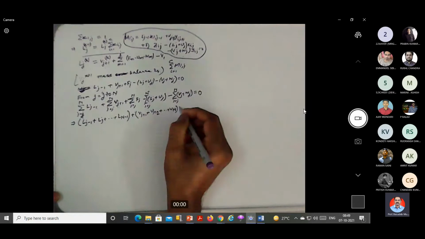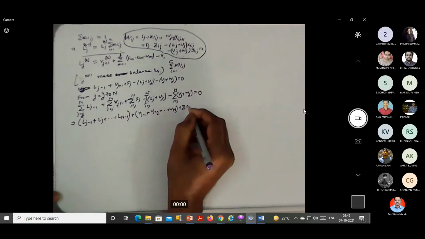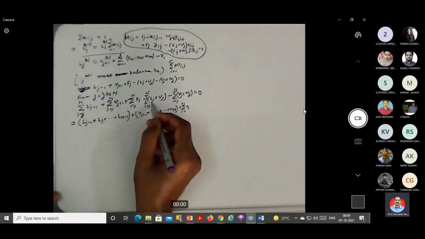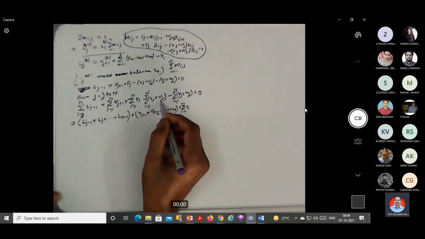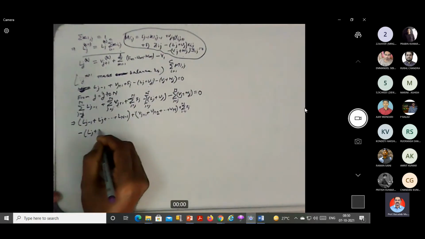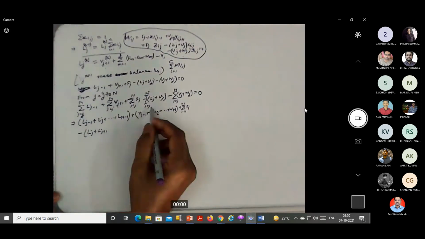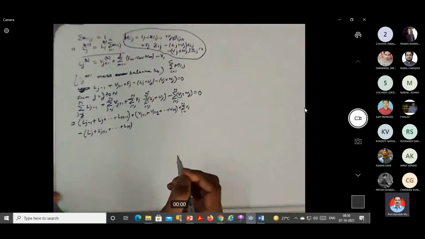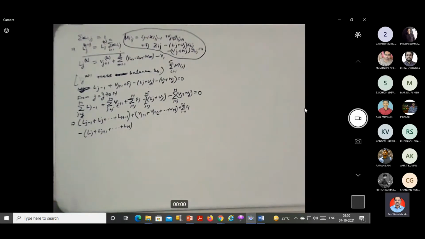Then this is all about input. We'll keep it as it is, sigma Fj, j equal to j to n. Then look at the sigma Lj term. The Lj term gives us minus Lj plus Lj plus 1, plus it goes up to Ln, right? It goes up to Ln. Clear?